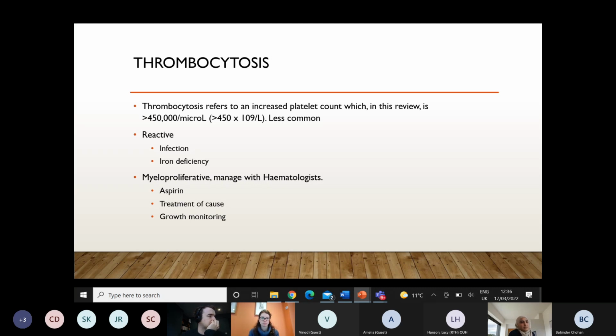And if obviously the levels are very high, then we will have to liaise with hematologists to rule out myeloproliferative disorders and stuff like those, which are a bit more dangerous. But in the intermediate range, the benign causes are more common. And aspirin is enough for anticoagulation. So that's about it.